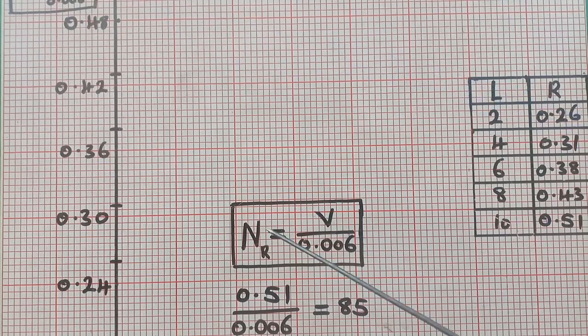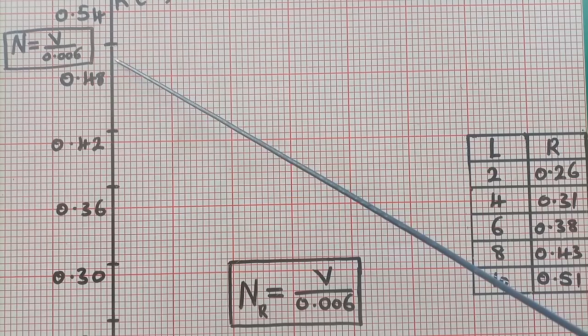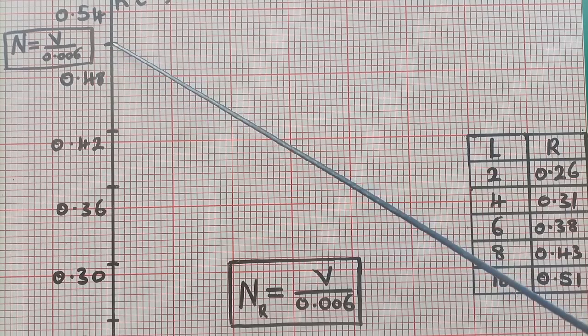Let me mark this 85, which tells us the position of this 0.51. That is 80 here, 81, 82, 83, 84, 85. So this is the mark of the position for this 0.51.